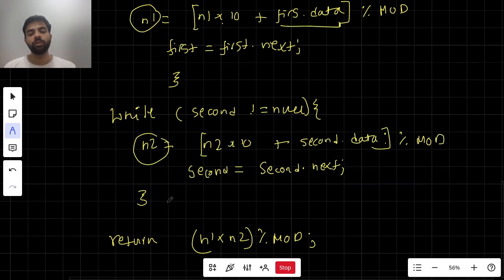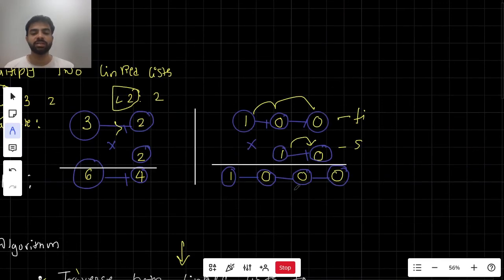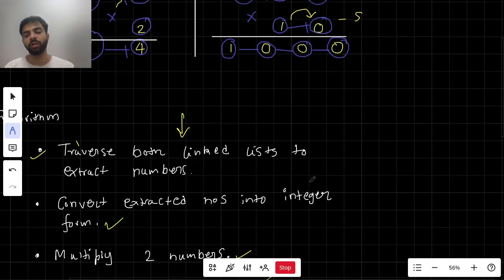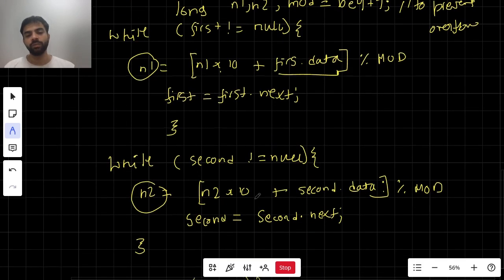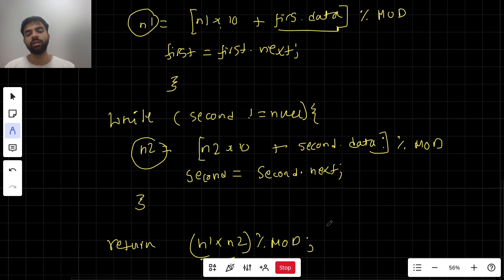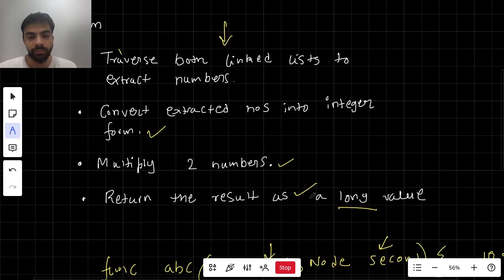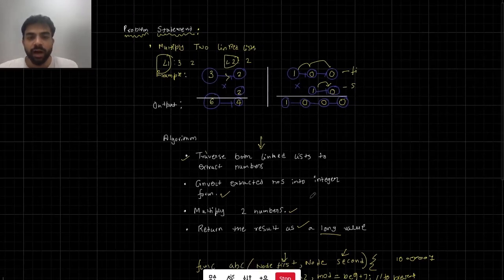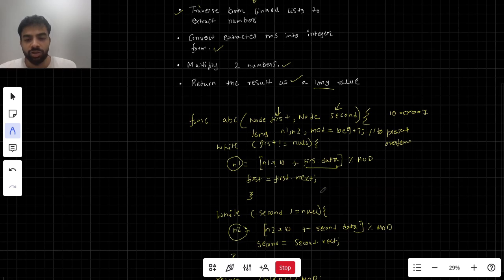What we are going to do is multiply the digits. As you know, 3 into 2 gives 6, and here 1 into 1 gives 1, and 1000, like that. So we multiply n1 and n2, take the modulus to prevent the overflow, and return the answer. That's how simple this problem is. If you can understand, give it a read once more, and you will be able to understand this problem in a very short period of time.